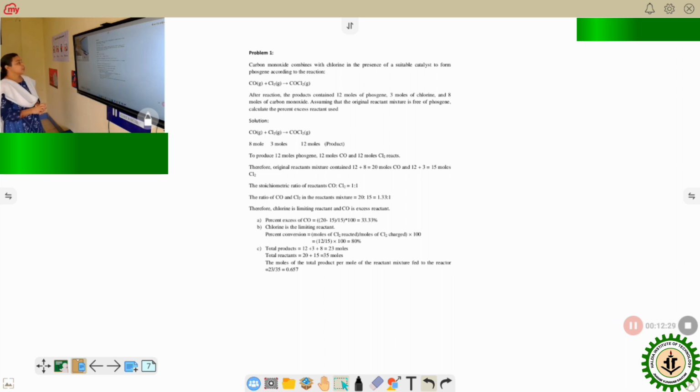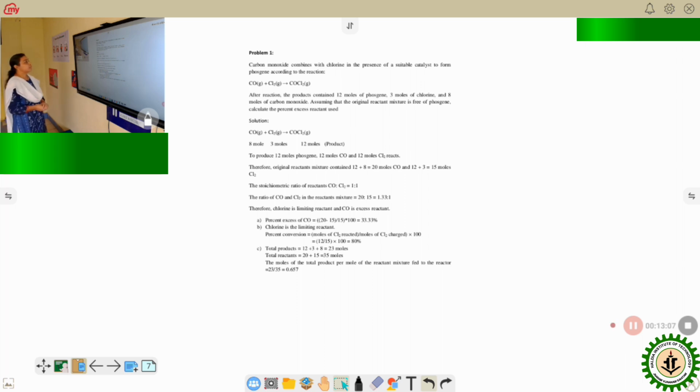Now the stoichiometric ratio of reactants, carbon monoxide to chlorine, is 1:1. The ratio of carbon monoxide and chlorine in the given reactant mixture is 20:15, which comes to 1.33:1. So this ratio is higher than the stoichiometric ratio, and it can be said that chlorine is the limiting reactant and carbon monoxide is the excess reactant.